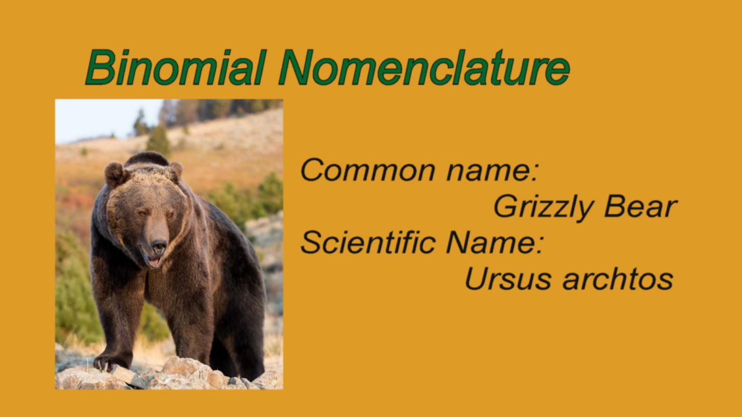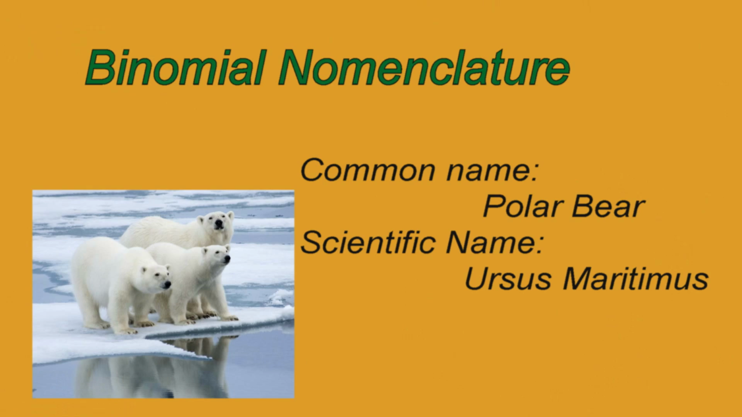The second part of the scientific name, in this case arctos or maritimus, is unique to each species within the genus. Often, this part of the name is a Latinized description of some important trait of the organism or an indication of where the organism lives. The Latin word maritimus refers to the sea. It comes from the fact that the polar bear often lives on packed ice that floats on the sea.